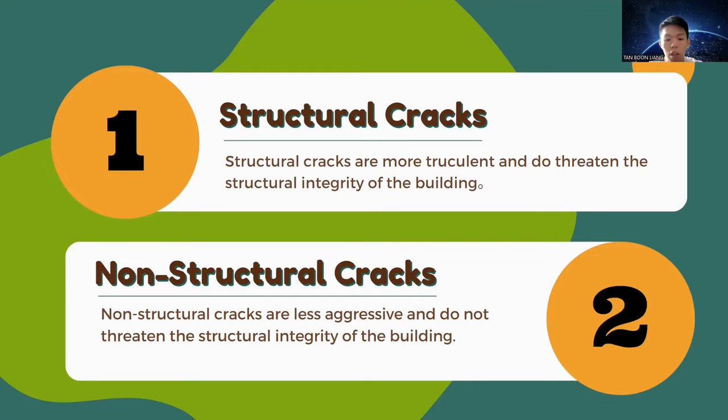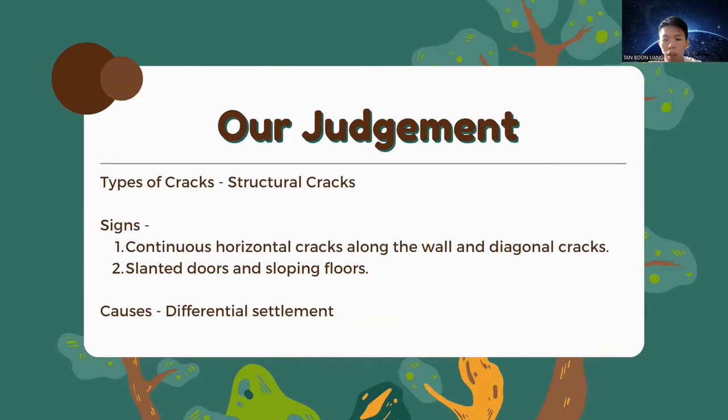So next will be the non-structural cracks, which are less aggressive and do not threaten the structural integrity of the building. They are usually a sign of aging and changes in moisture content, thermal and weather conditions, so they are caused by natural effects. So next will be our judgment for this case study.